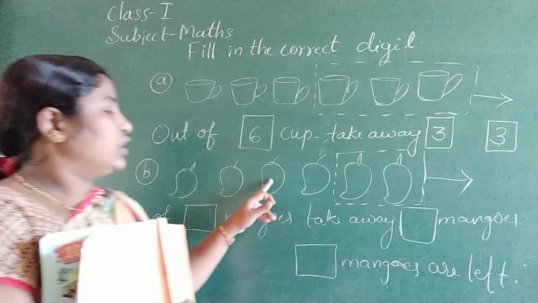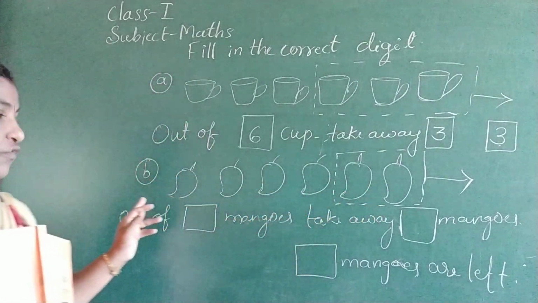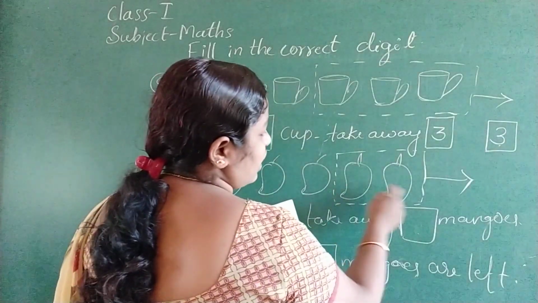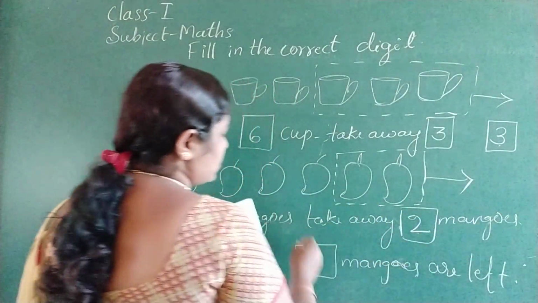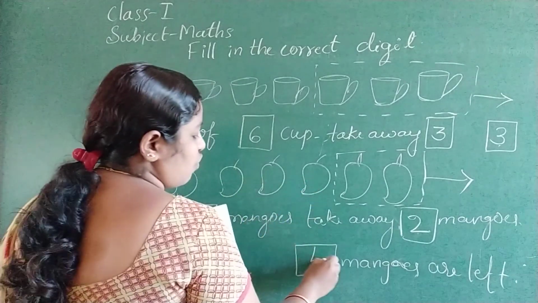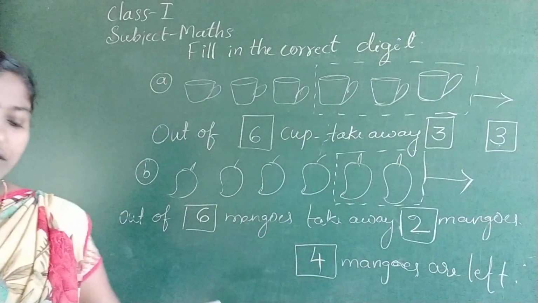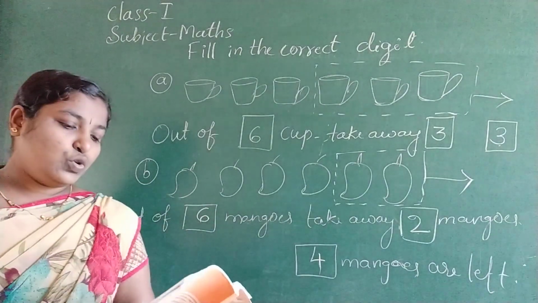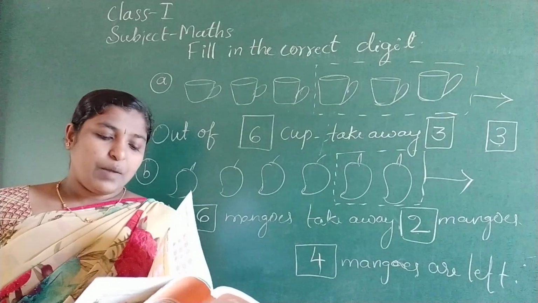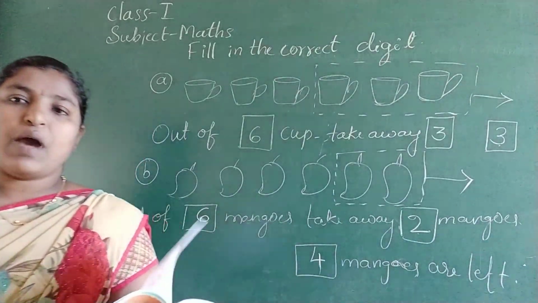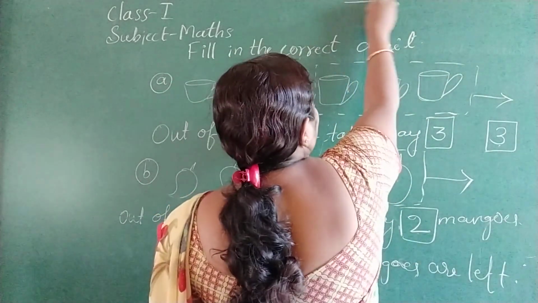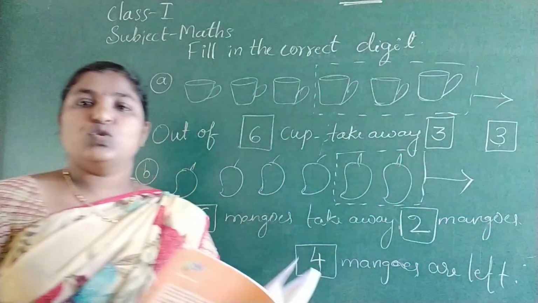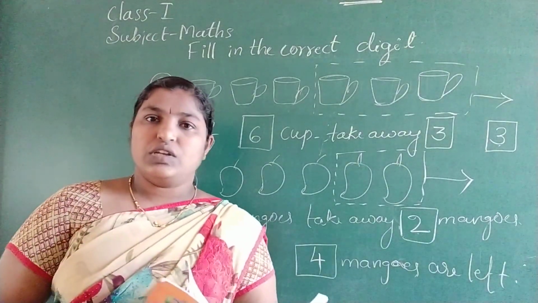See, 1, 2, 3, 4, 5, 6. Out of 6 mangoes, take away 2 mangoes. 1, 2, 3, 4. 4 mangoes are left. Got it? First box should be 6 and then 2 and then 4. Subtraction using symbol minus. This symbol minus is used to do subtraction. Got it?